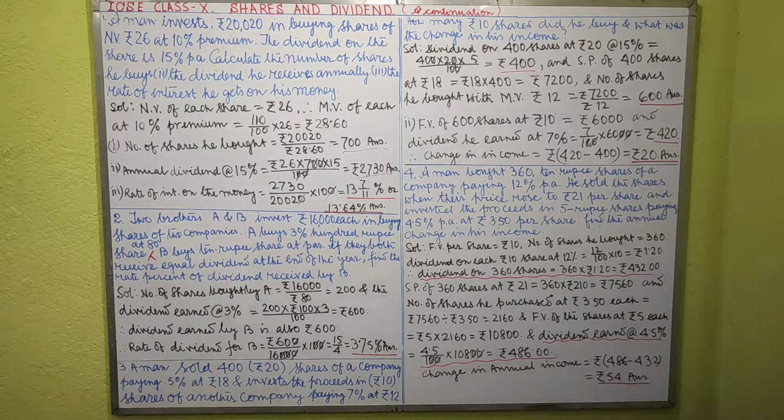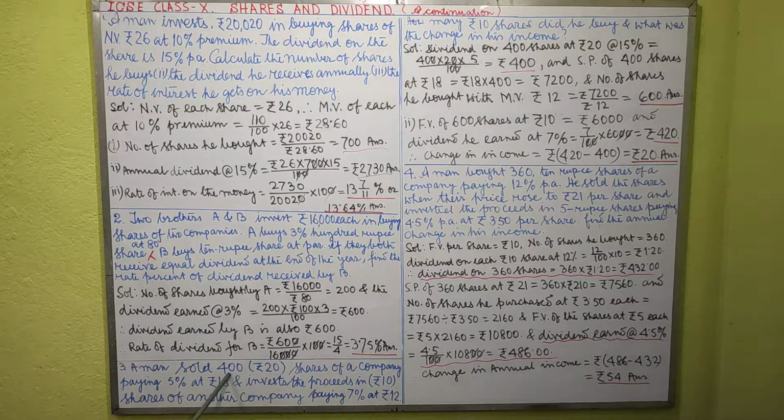Question number 3. A man sold 400 rupees 20 shares of a company paying 5% at rupees 18 and invested the proceeds in rupees 10 shares of another company paying 7% at rupees 12. How many rupees 10 shares did he buy and what was the change in his income?